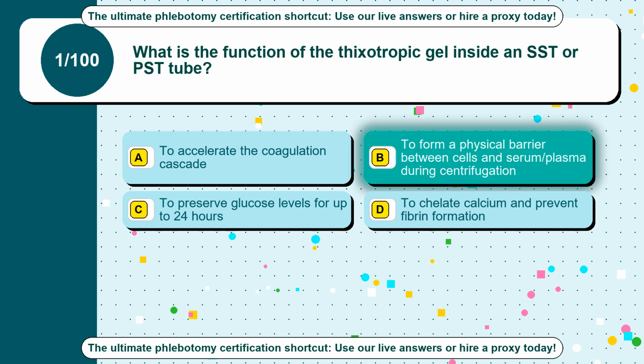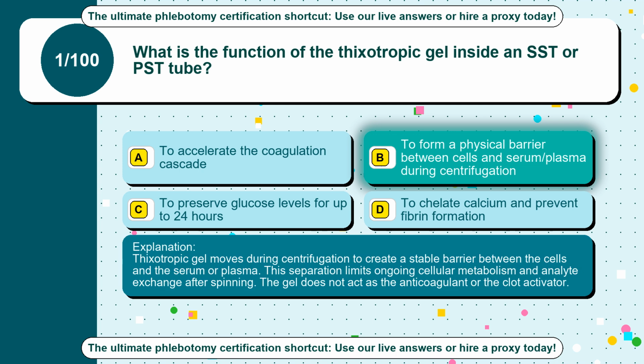The correct answer is option B. To form a physical barrier between cells and serum/plasma during centrifugation. Thixotropic gel moves during centrifugation to create a stable barrier between the cells and the serum or plasma. This separation limits ongoing cellular metabolism and analyte exchange after spinning. The gel does not act as the anticoagulant or the clot activator.